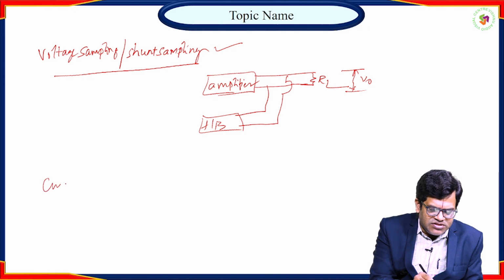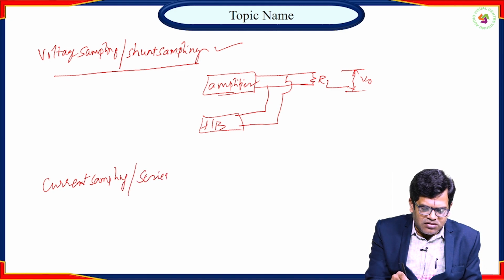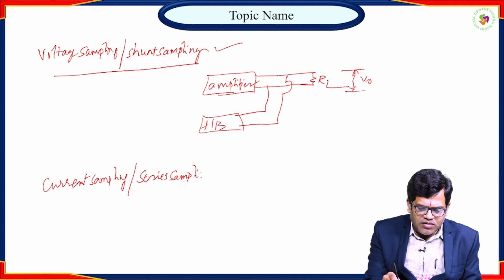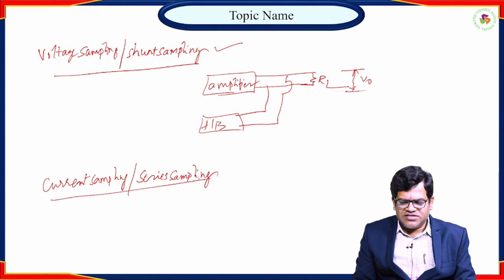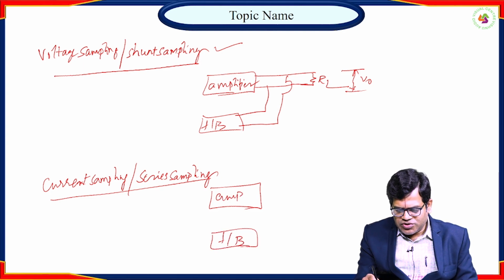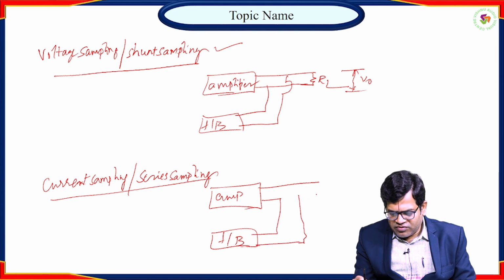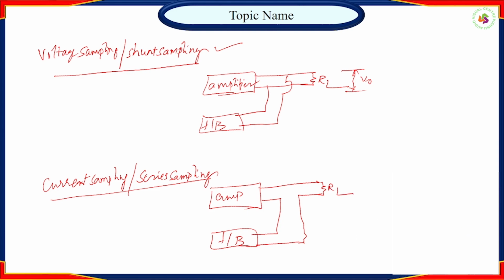The opposite case is current sampling, also called series sampling. Here fundamentally we have the amplifier network and the feedback network. Between these 2 at the output, we have the connectivity established in the form of a series network. So this is RL. This is how the output will be connected with respect to the feedback network.